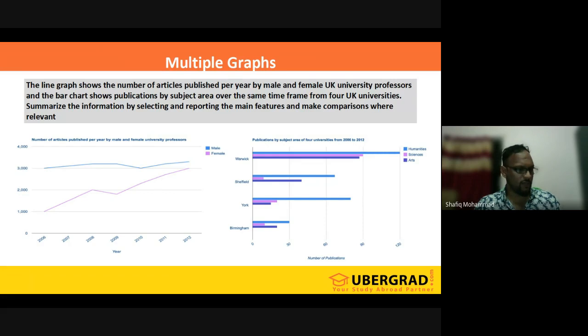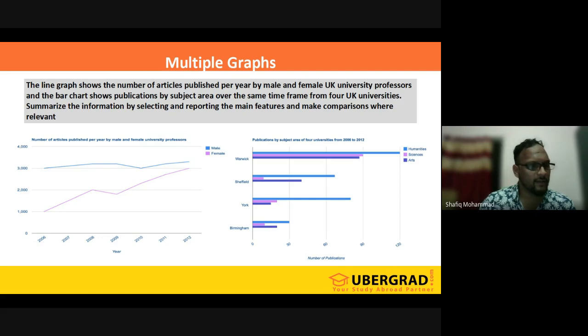Okay, Vardhan has given the response, Vardhan and Satya. The presented line graph depicts the annual count of articles published by male and female university professors in UK. Very good. While the accompanying bar chart showcases the distribution of publications across the different subject areas from 4 UK universities during the same period. Okay, good, Vardhan.